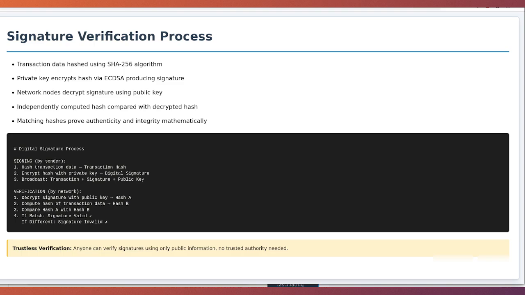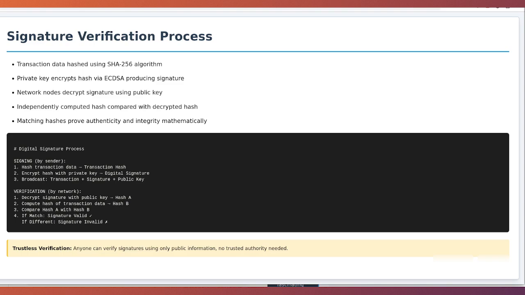The wallet then computes a hash of this transaction data using SHA-256. Next, Alice's wallet takes this hash and encrypts it using her private key through an algorithm like ECDSA, which stands for elliptic curve digital signature algorithm. This produces the digital signature. Alice's wallet then broadcasts the transaction, the signature, and her public key to the blockchain network.